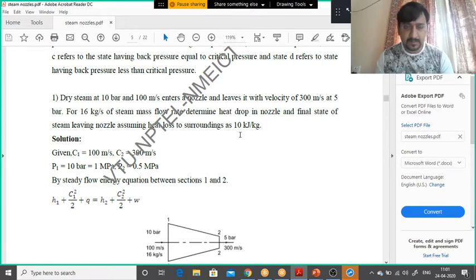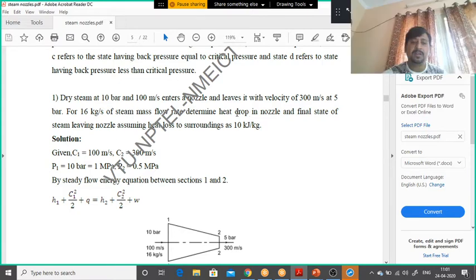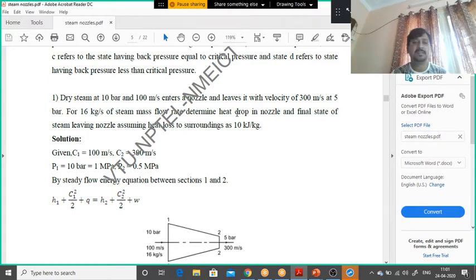Okay, fine. This is a problem related to the basic equation which we have just derived. Dry steam at 10 bar and 100 meter per second enters a nozzle and leaves with a velocity of 300 meter per second at 5 bar.